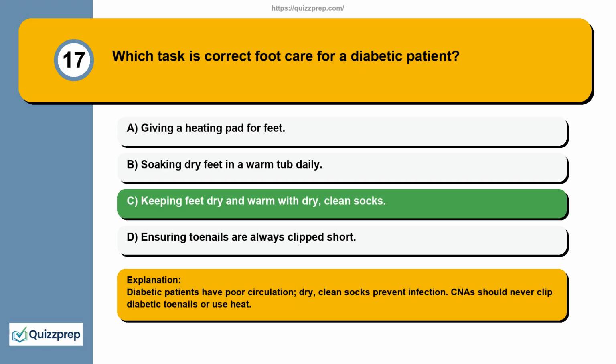Diabetic patients have poor circulation. Dry, clean socks prevent infection. CNAs should never clip diabetic toenails or use heat.